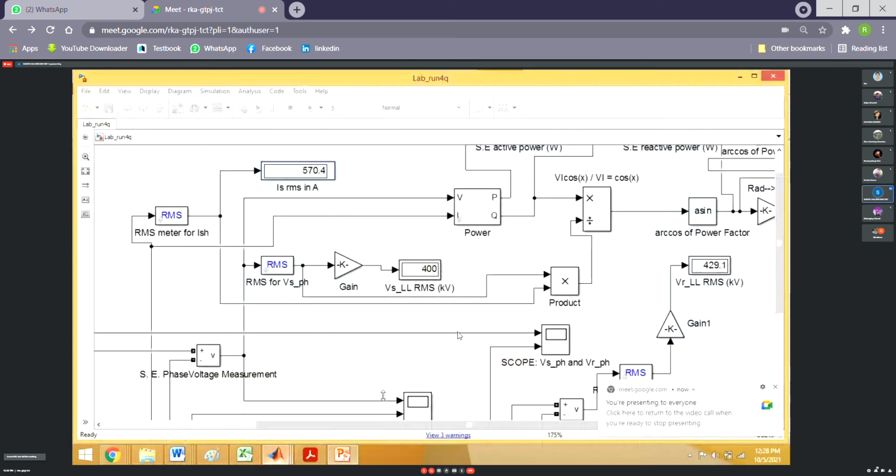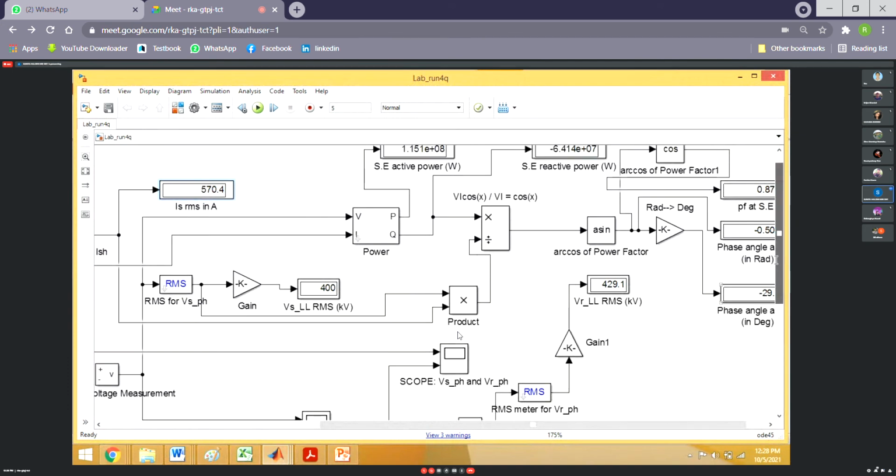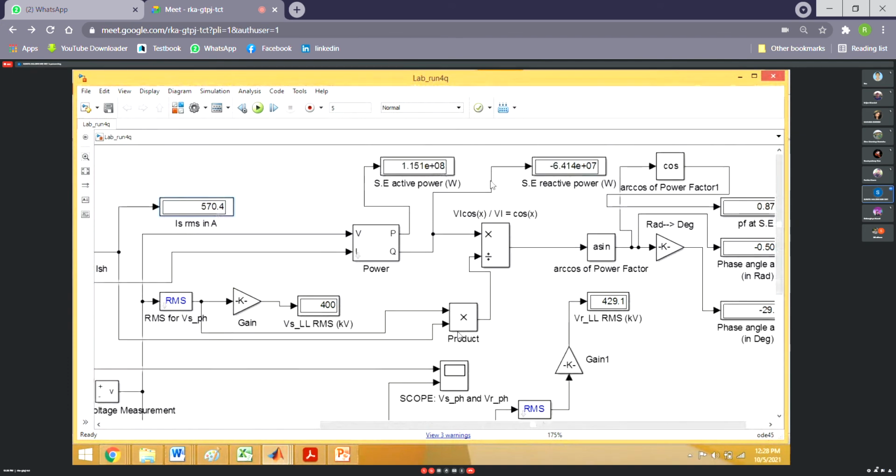So I hope you have copied the RMS voltages and RMS currents, two RMS voltages and two RMS currents, right? Then write the power factor and powers. Here the reactive power is leading because the load is less than SIL. So obviously it will be capacitive.